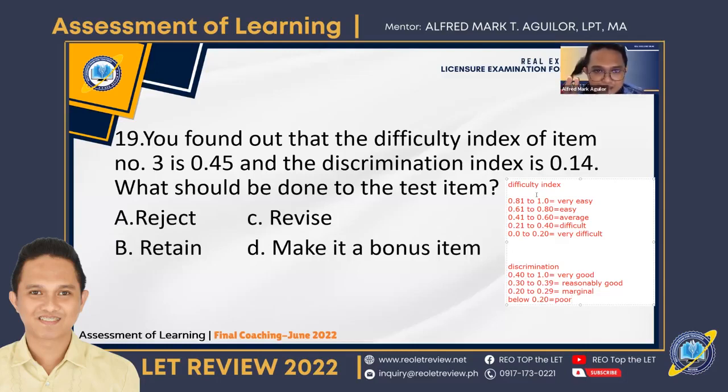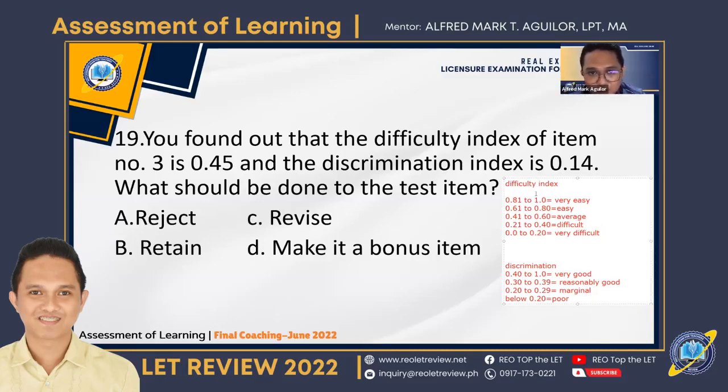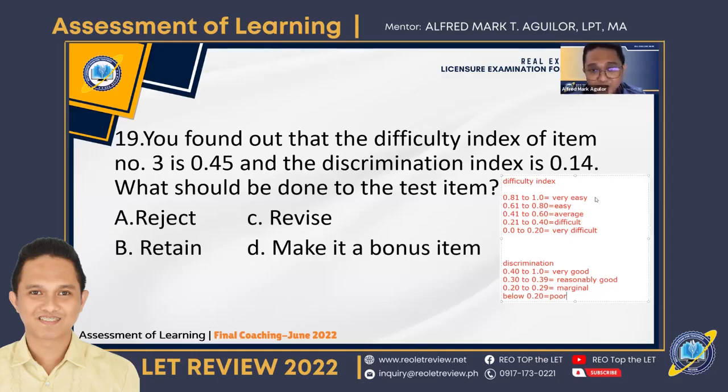Okay, dapat nating tignan si difficulty at saka si discrimination. Now, remember guys, ganito po, para mas madali nyo po maintindihan. Okay? For the difficulty index, we will just label this as okay or not okay. No, we do not want a test item to be very easy. We do not want a test item to be very difficult. So, not okay po kapag 0.81 to 1. Kapag easy, okay lang yan. Okay? Kapag average, okay. Kapag difficult, okay. But very difficult, that is not okay.